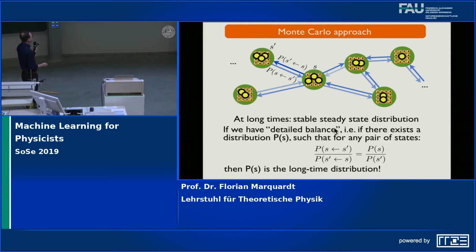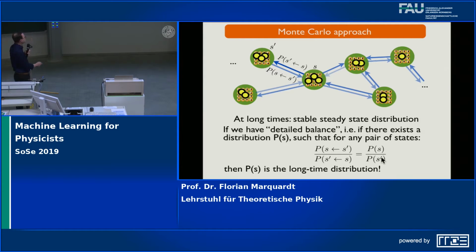Suppose there exists a distribution P of S such that for any pair of states S and S prime, the ratio of transition probabilities between S and S prime equals the ratio of P of S versus P of S prime. That's a very special condition. You can see this immediately because there are many more transition probabilities, because in principle for any pair of states there can be a transition probability, than there are P of S probabilities, because only for every state S I have a P of S.